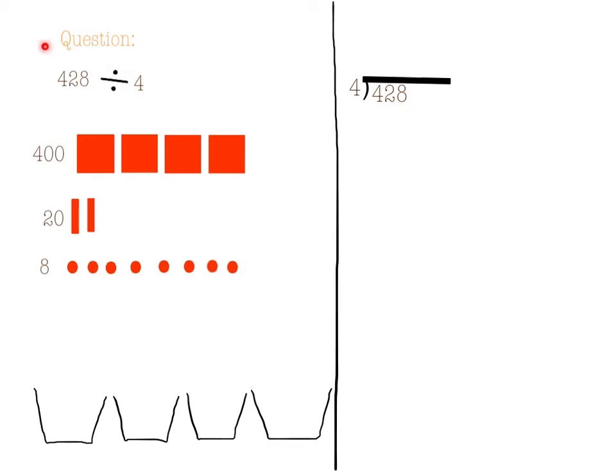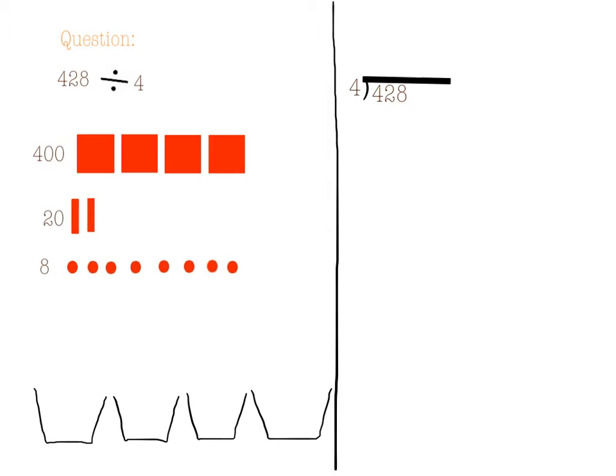So my question is 428 divided by 4. The 4 being the divisor and the 428 the dividend. And because 4 is the number I'm dividing the 428 into, down here I have 4 bins, which are my 4 groups that I'm dividing into.